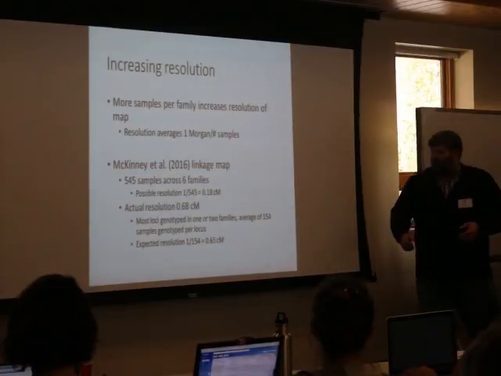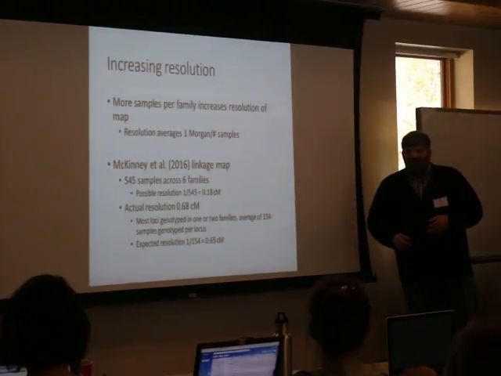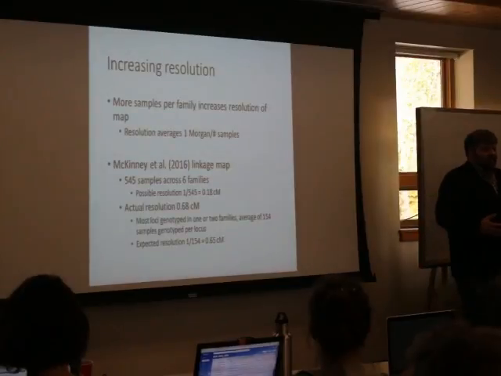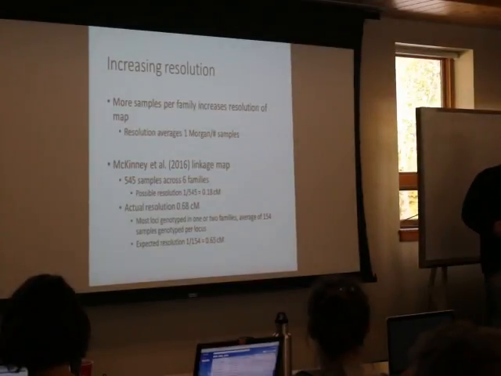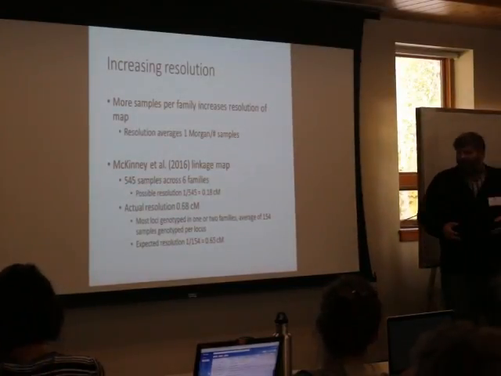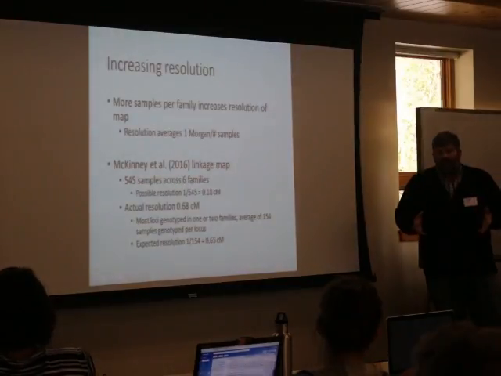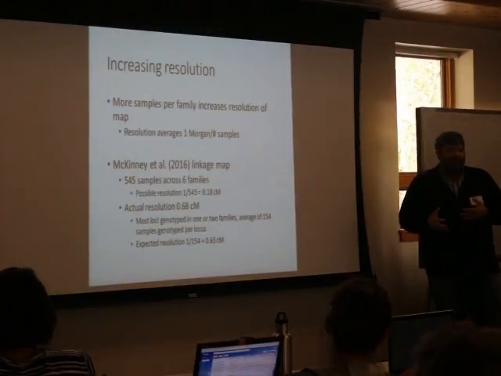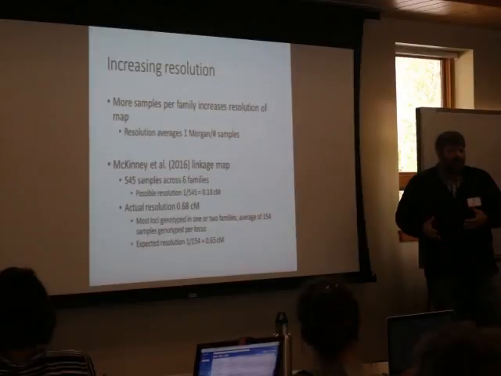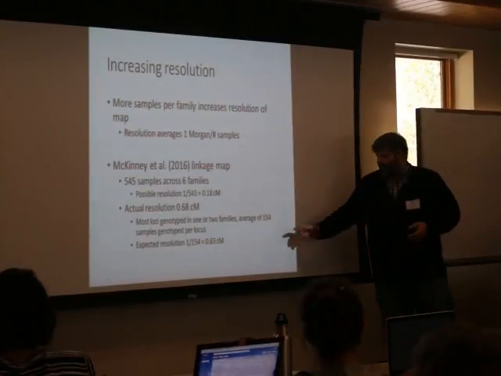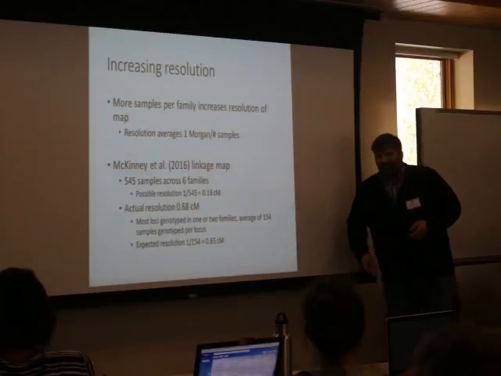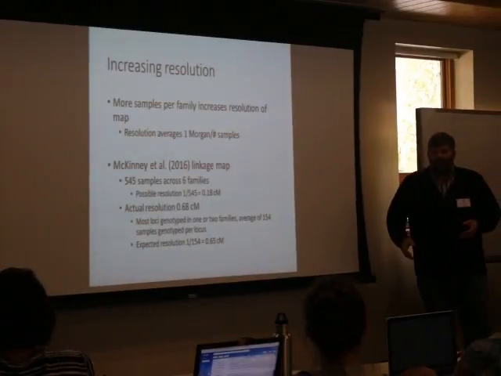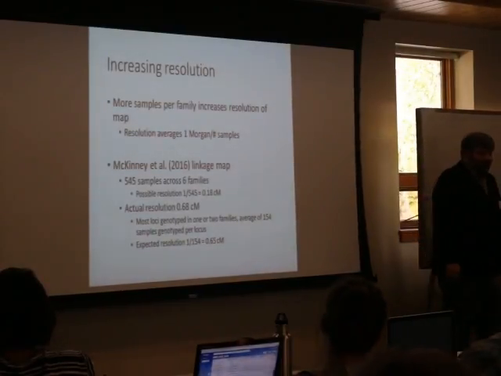But what we actually observed was the resolution was 0.68 centimorgans. And the reason was most markers are only genotyped in 1 or 2 families. So if we look at the average number of individuals genotyped for a marker, what we found was that the average was 154. 1 over 154 is 0.65 centimorgans, which is really close to what we actually observed.